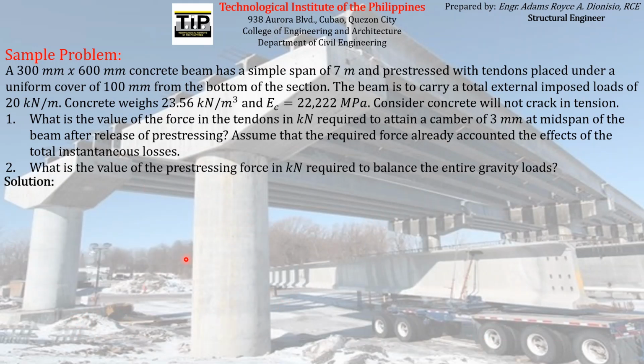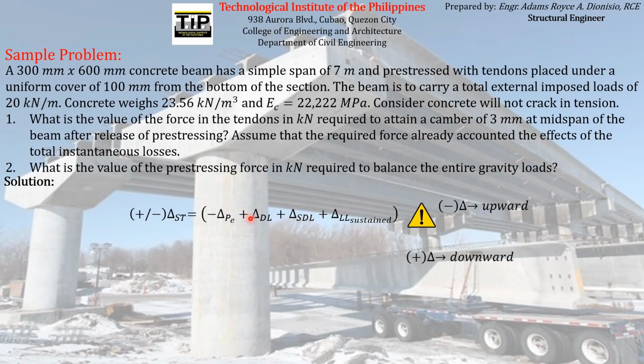And then to address the second question, it asks the value of the pre-stressing force in kilonewton required to balance the entire gravity loads. If you can remember again, the total short-term deflection is equal to this, which has a sign convention equal to this. Again, negative for upward deflection, positive for downward deflection. So the only upward deflection here is the deflection due to the stressing force. The rest of the deflections are downward, so the sign of those deflections must be positive.